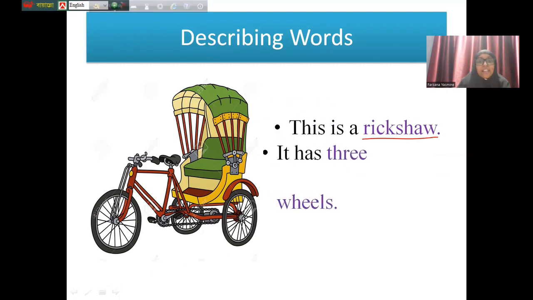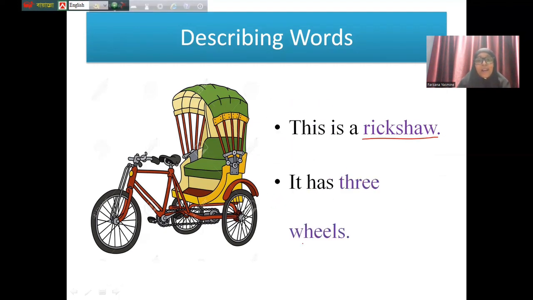Then it has 3 wheels. How many wheels does it have? It has 3 wheels. It has 3 wheels, rickshaw, right? So this is a rickshaw. It has 3 wheels. This is a rickshaw and it has 3 wheels.